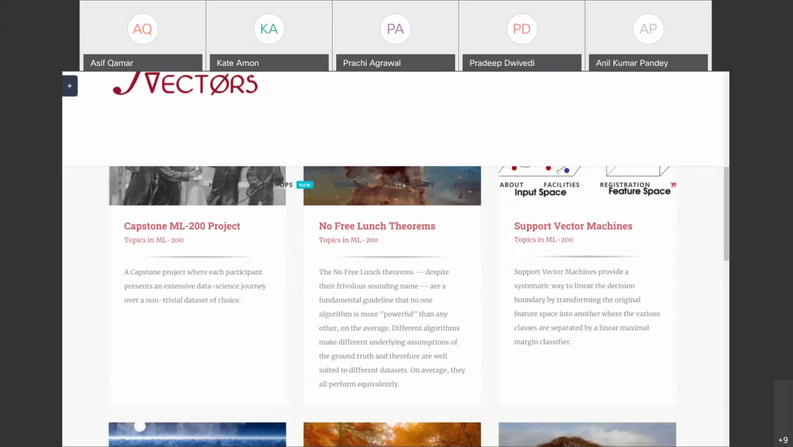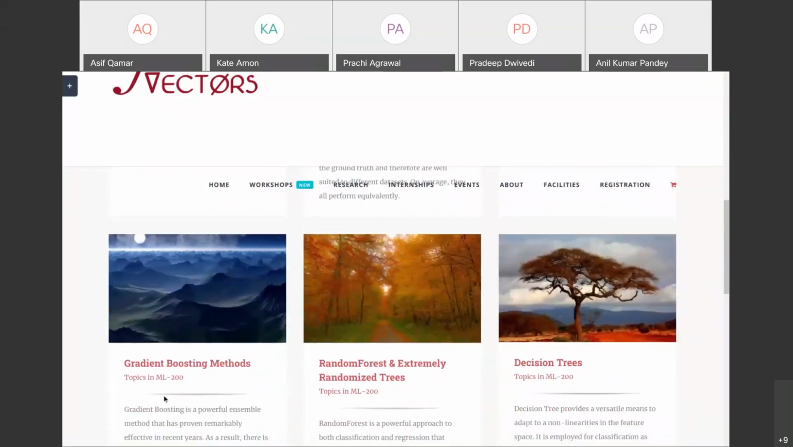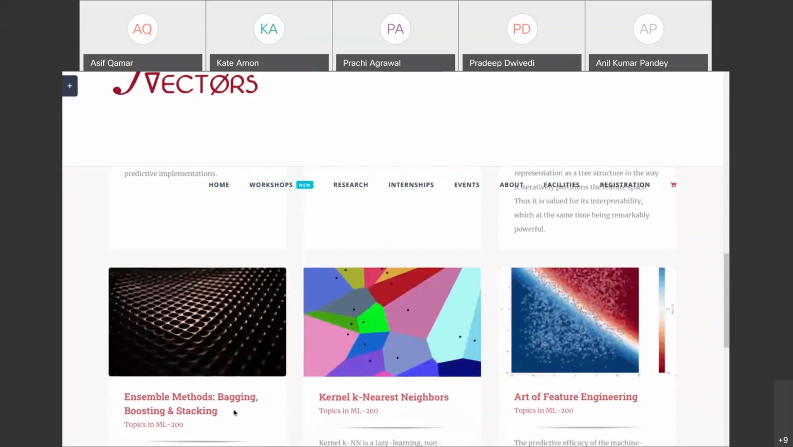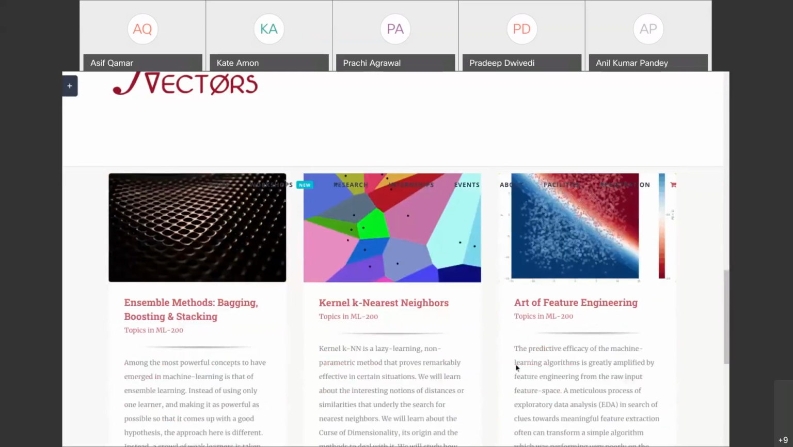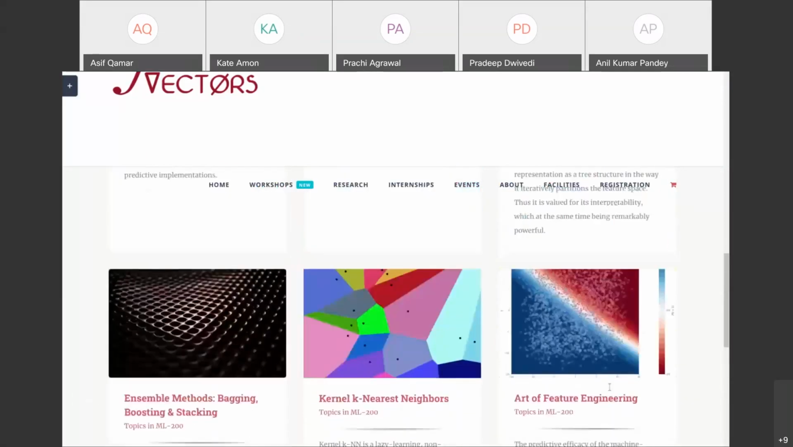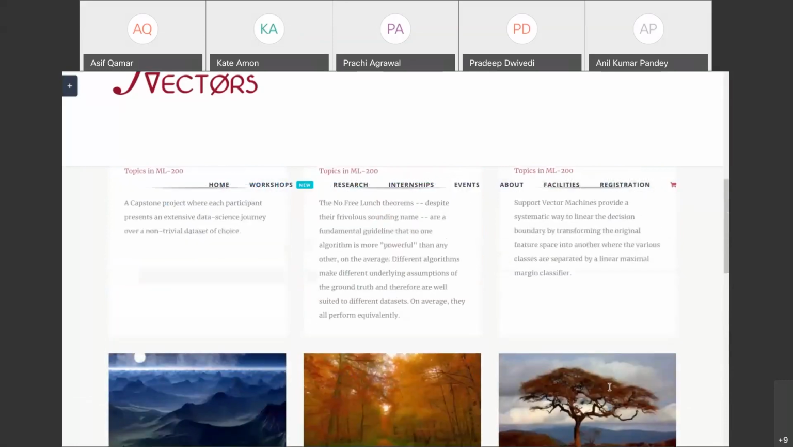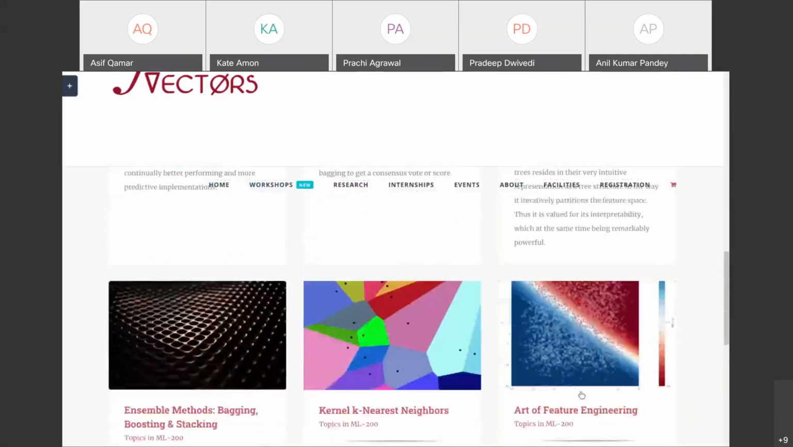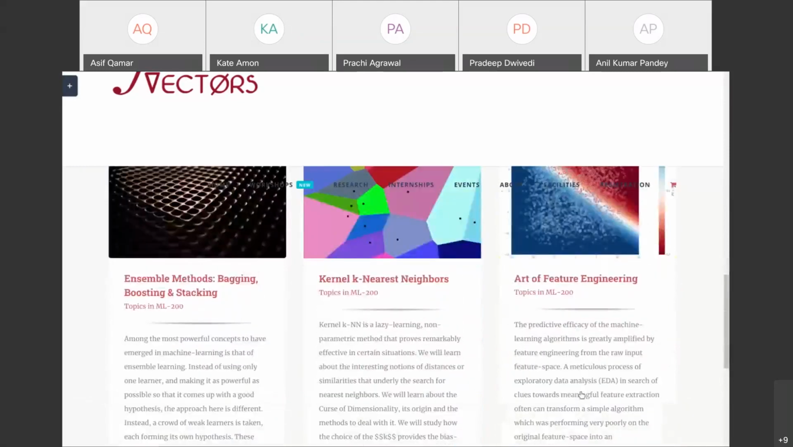Okay. So in this, we'll do gradient boosting methods, random forest and extremely randomized trees, decision trees, ensemble methods, bagging, boosting, stacking, kernel K nearest neighbors. We'll do the art of feature engineering. So these were the topics that are there. 9 or more than that. 1, 2, 3, 4, 5, 6, 7, 8, 9. Yeah, 9 topics. But actually, I added a few more.